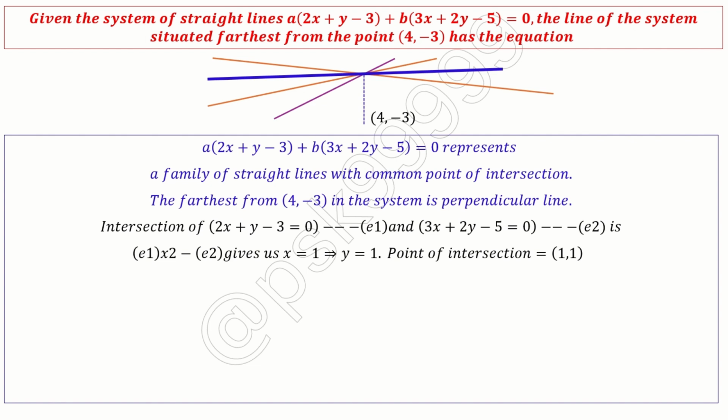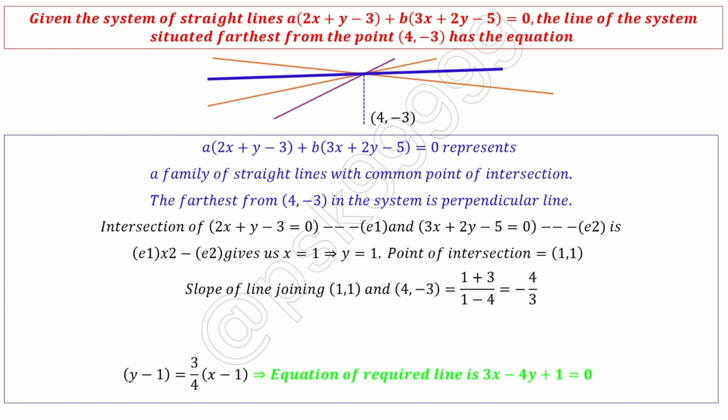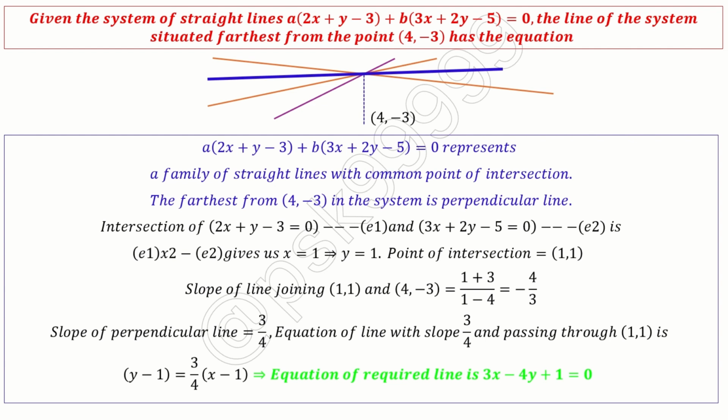Now I know the slope between (1, 1) and (4, -3), which is nothing but -4/3. But I am looking at a perpendicular line to this, so the slope of the perpendicular line is 3/4. So the equation of the line with slope 3/4 passing through (1, 1), which is the concurrency point, is y - 1 = 3/4 (x - 1). So the equation of the required line is 3x - 4y + 1 = 0. Hope you understand the question clearly. The farthest from the point is always the perpendicular line. Okay, next.